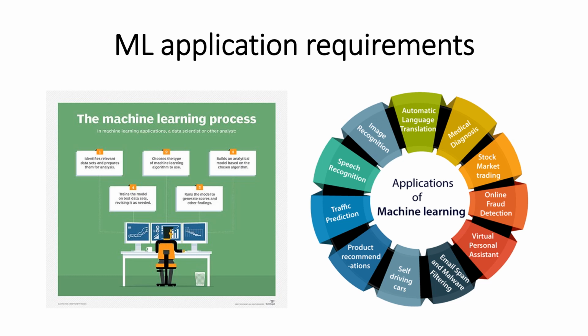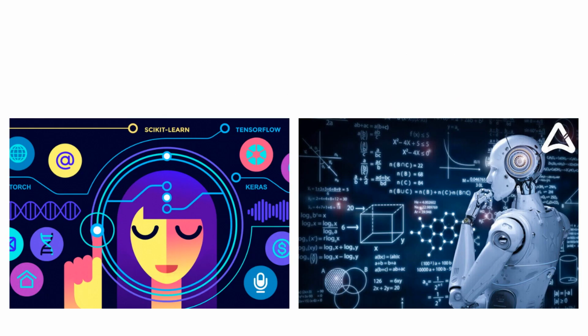There are many applications ranging from email spam filters to self-driving cars. An ML application needs to be developed through cycles of experimentation. Due to the constant exposure to data, we don't learn the behavior of machine learning apps through logical reasoning. So what are the requirements?